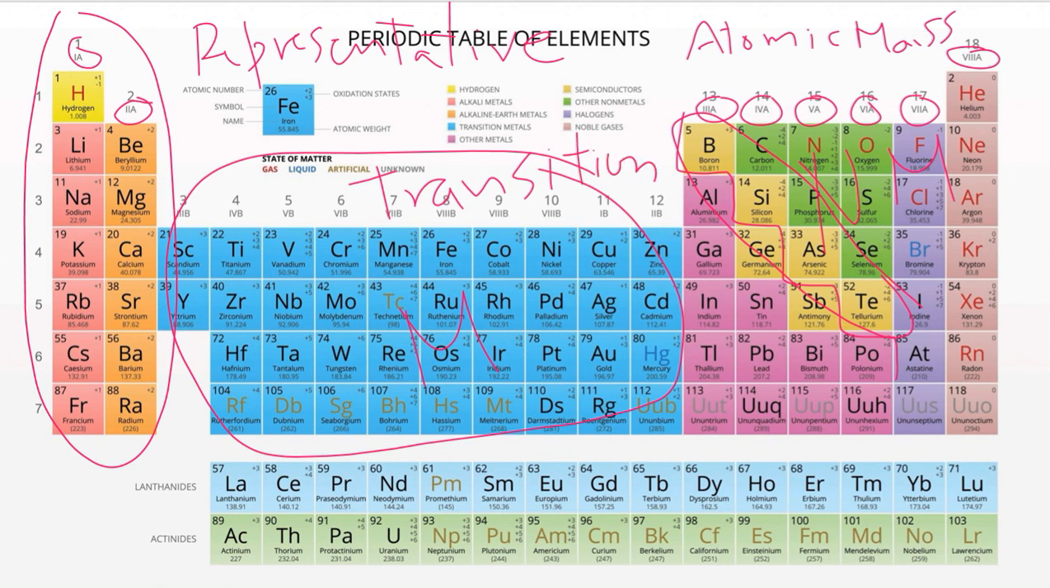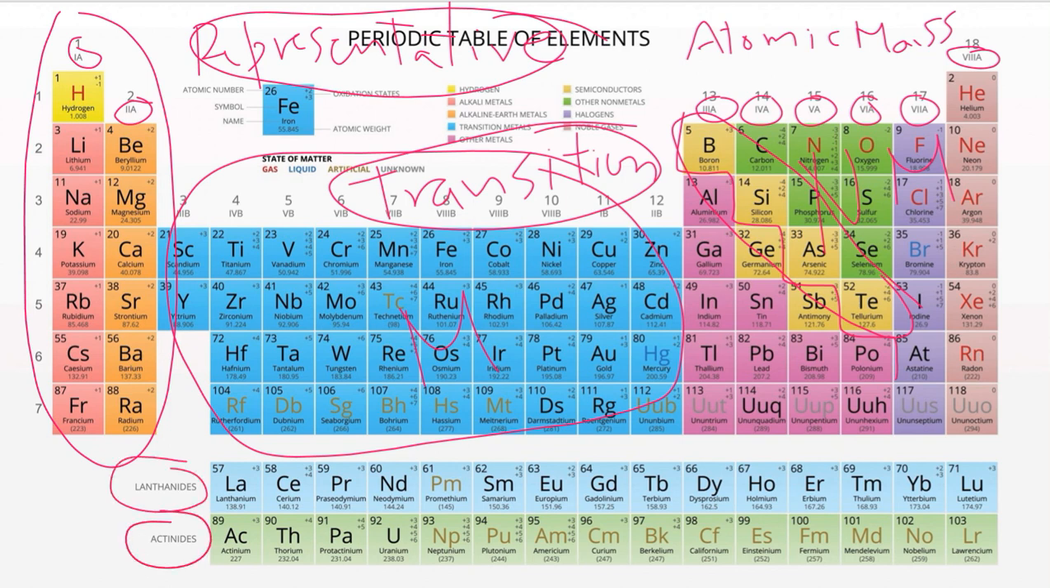Then in the periodic table, according to the order that we have there, that is according to the atomic number, not the atomic mass, we have with the letter A the representative elements, and in the middle with the letter B the transition elements. At the bottom we have lanthanides and actinides that we are not going to study.